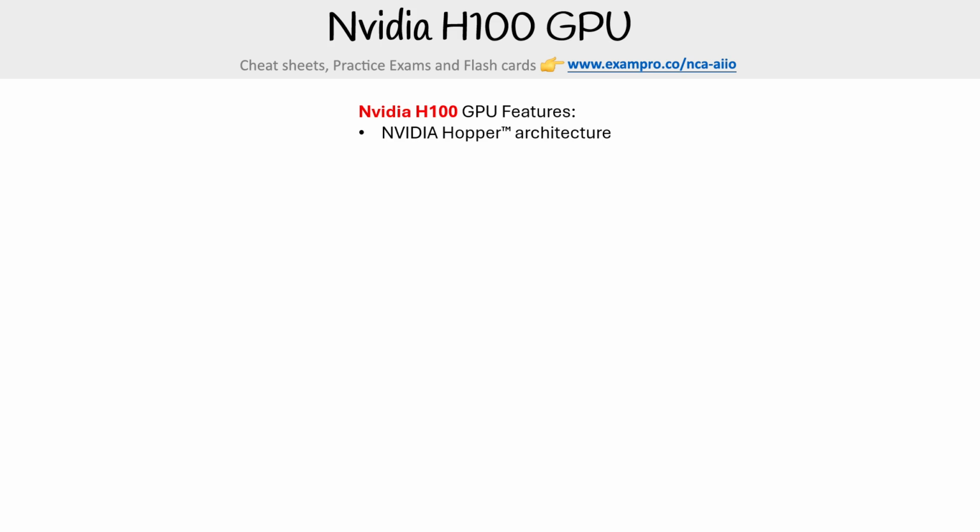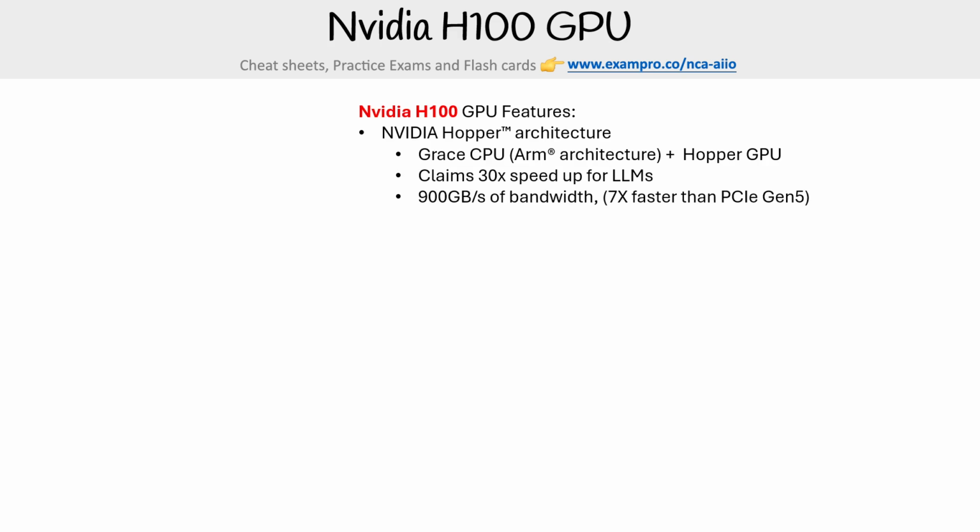So the H100 features Hopper architecture. That's why we have that H in front of it. And so it is paired with that Grace CPU and the Hopper GPU. Okay, so Grace Hopper Superchip, basically, it claims the 30 times speed up for large language models because it has that transformer engine. We have 900 gigabytes of bandwidth, or 7 times faster than PCIe Generation 5. Remember, the 900 is indicating the SXM. I think that's the initialization. Might be saying it wrong, but the one that starts with S, that's the one there.